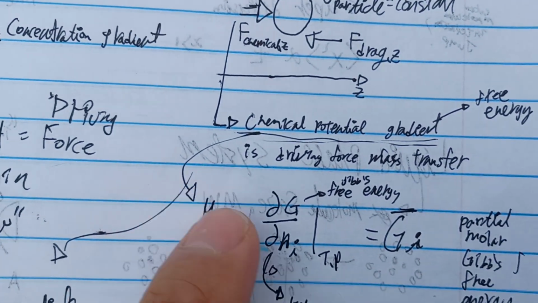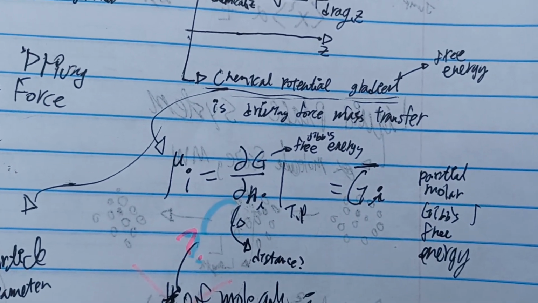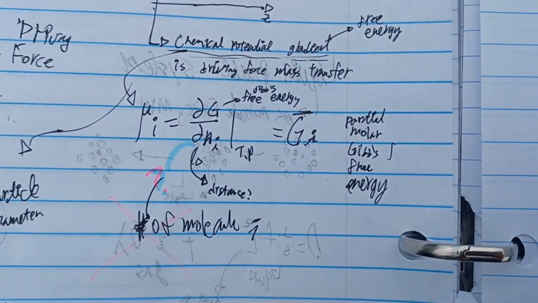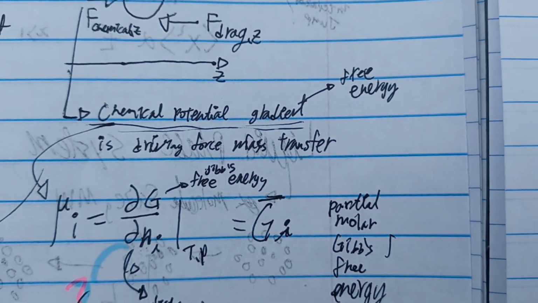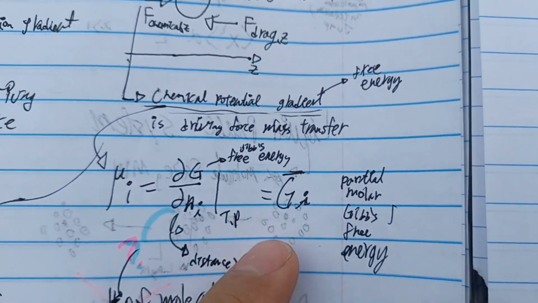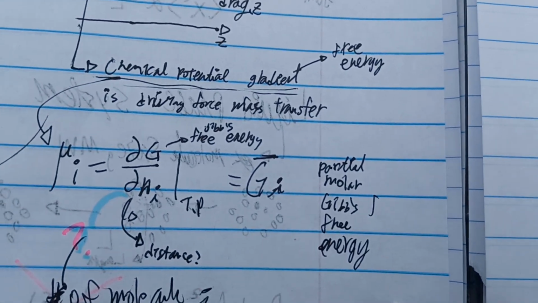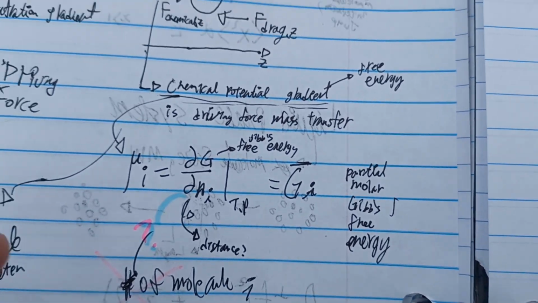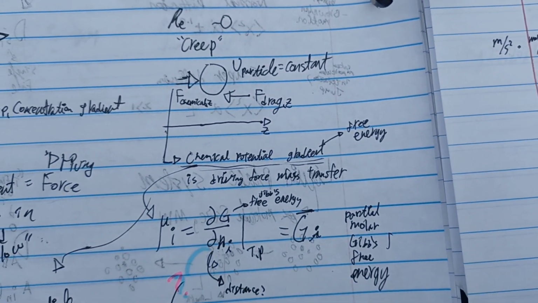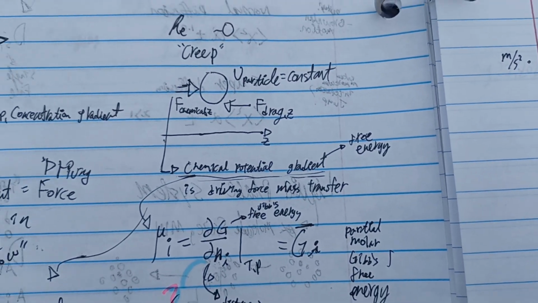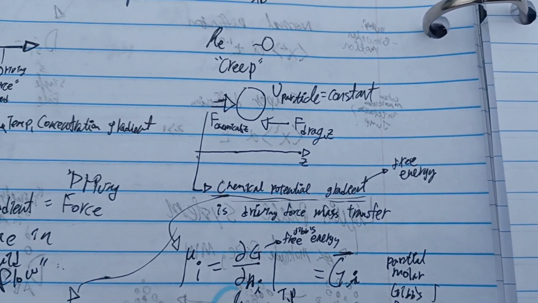this thing equal to the derivative of G over the derivative of n_i, where n_i represents the number of i molecules, and G is the Gibbs free energy. So what this really is, is the partial molar Gibbs free energy. And this chemical potential is the driving force, but we will commonly think of the concentration gradient as the driving force.